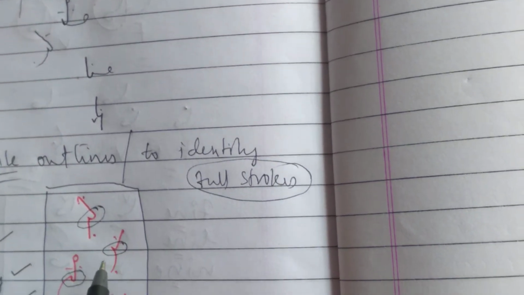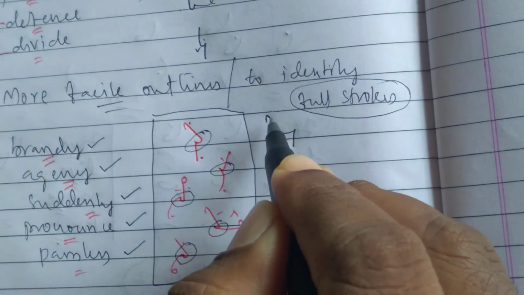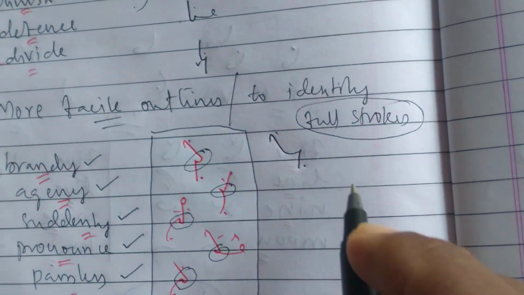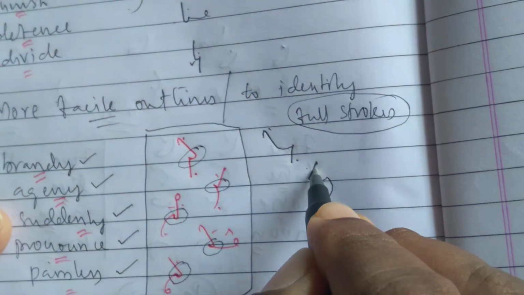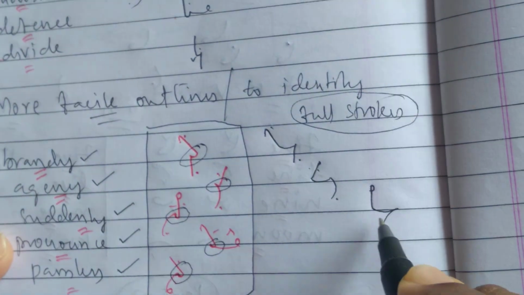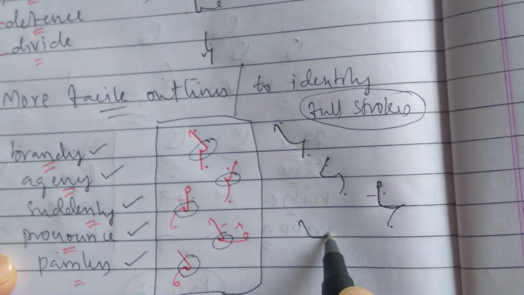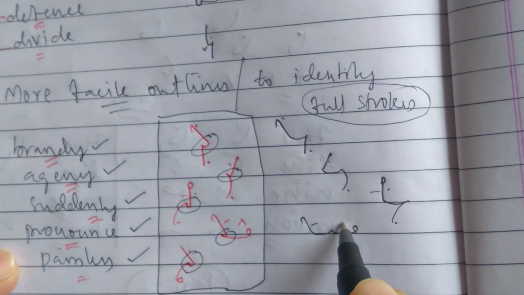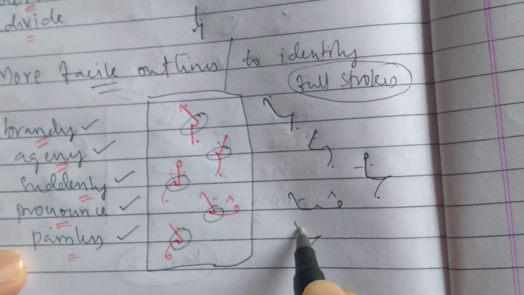That's why what we can do here: brandy, we can write brandy. Agency, we can write agency. Suddenly, you write like this. Pronounce, write pronounce like this. Painless, write painless like this.